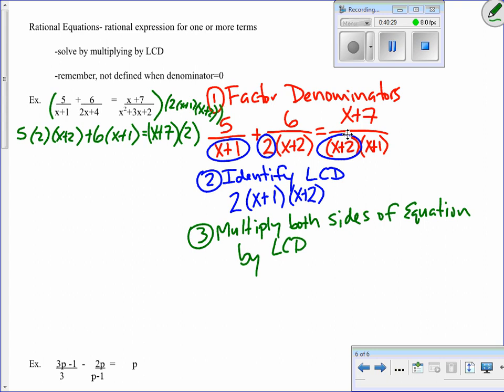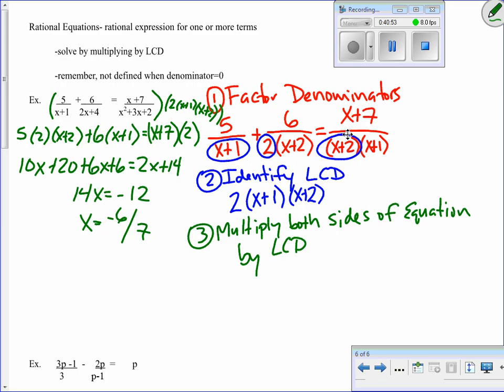Okay, simple enough. Let's multiply this out. We're going to get 10x plus 20 plus 6x plus 6 is equal to 2x plus 14. Okay, simplify and combine like terms. We get 14x is equal to negative 12, and we end up with x is equal to negative 6 sevenths. Okay, and there you go. There's rational equations. The key, finding that LCD, canceling out those denominators.